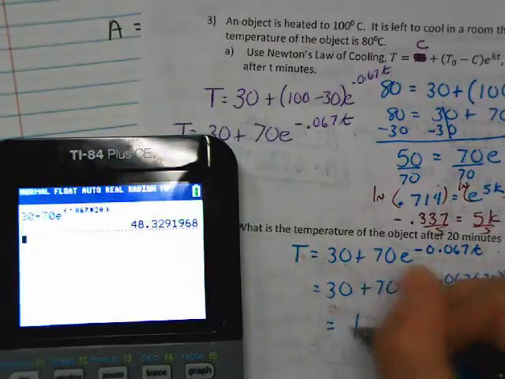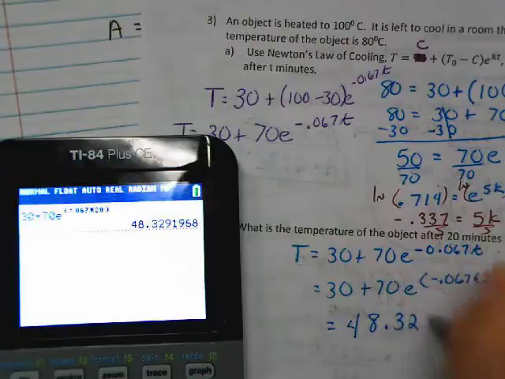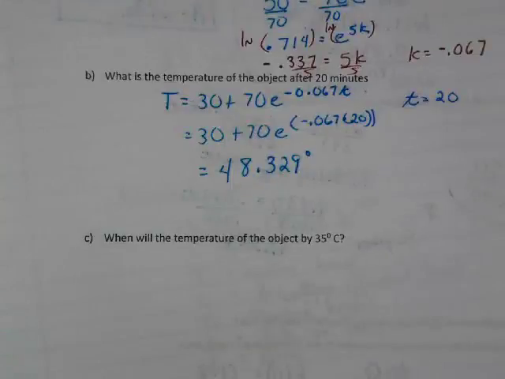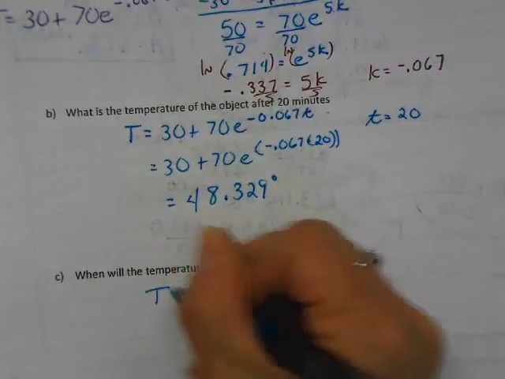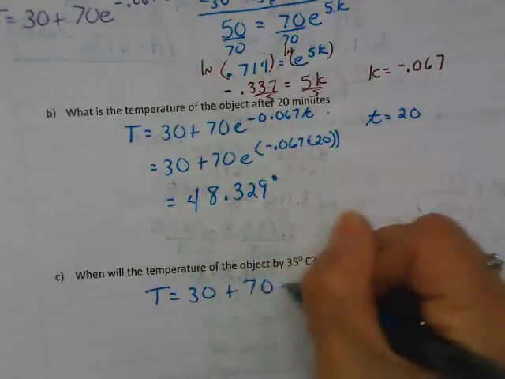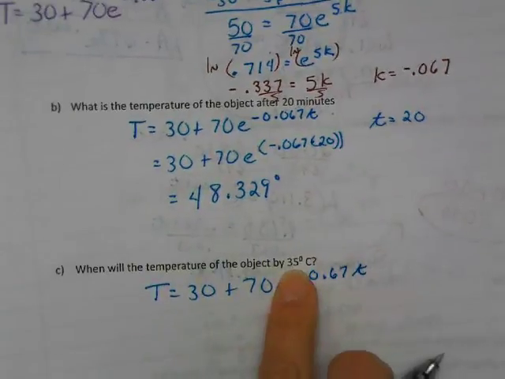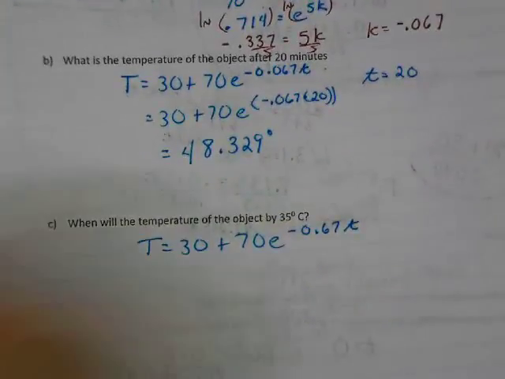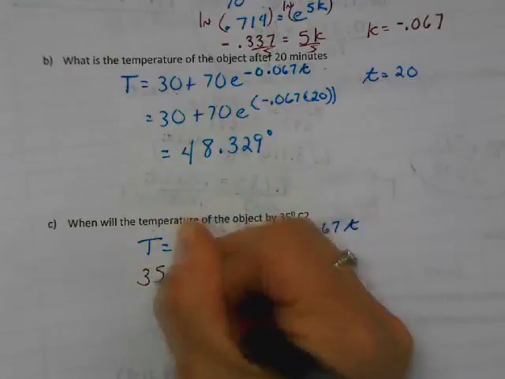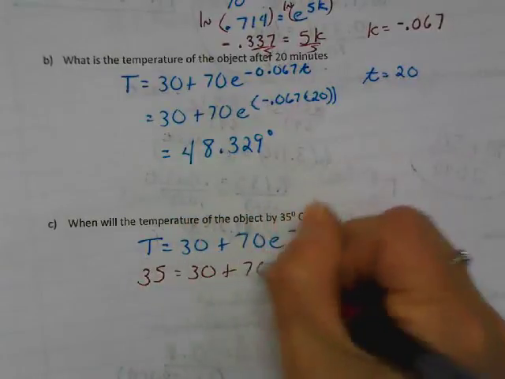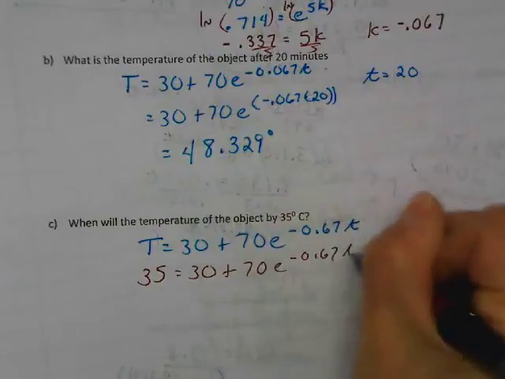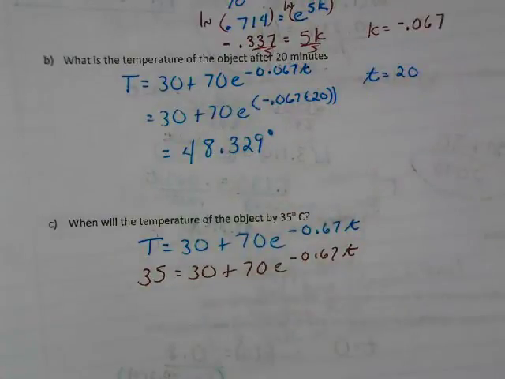Alright, and the last one says, at what time will the temperature reach 35 degrees? So again, I have my general equation. This time, I want to get an ending temperature of 35. So this time I'm going to plug in 35 here and solve for t. Okay, and I think what I'm going to do is go ahead and end the video there and let you guys try to do C and 4 on this page for the rest of your homework. Alright, and we'll go over it tomorrow.